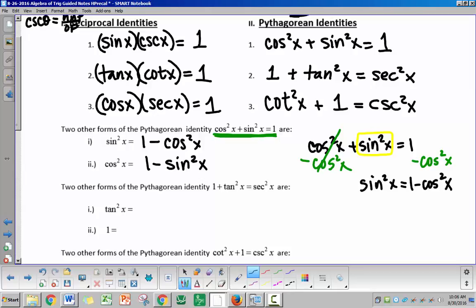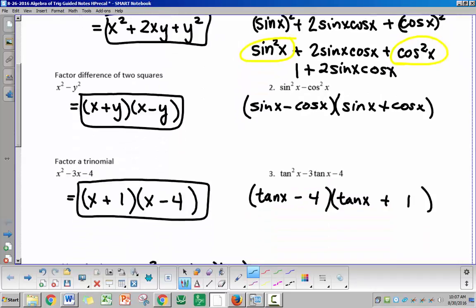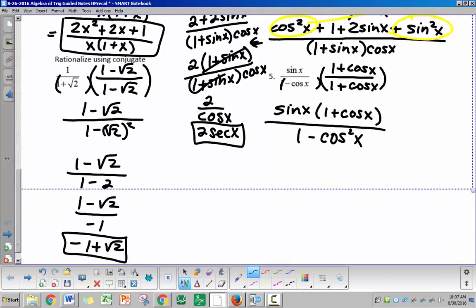Now, why do we care about this? If you look at 1 minus cosine squared x, is this the difference of perfect squares? Yes, isn't it? Because you could factor this. You could say 1 plus cosine x, 1 minus cosine x, right? So I'm just throwing that out there. What about 1 minus sine squared x? Is that a perfect square? Yeah. All right, so let's go back to the first page. And we're going to look at number 5 now, because that's going to have some meaning to us.